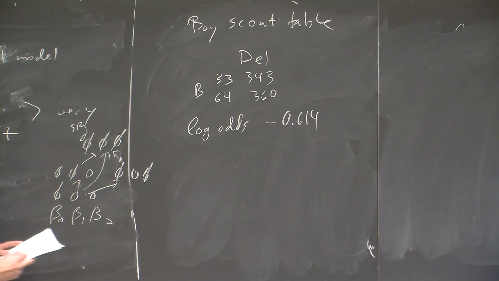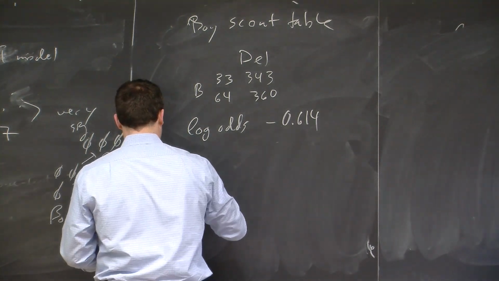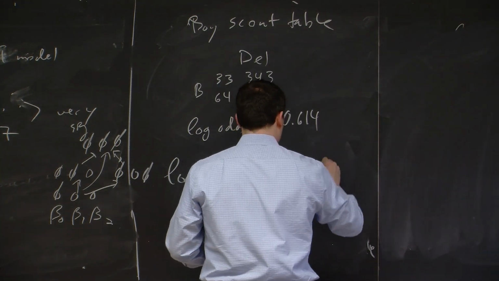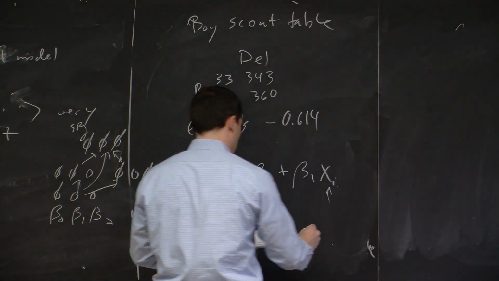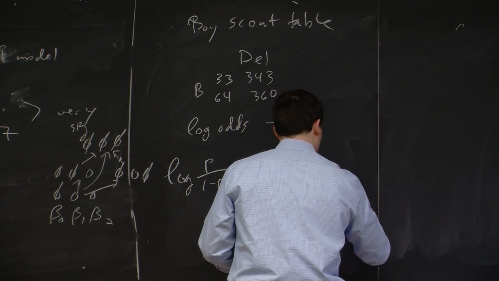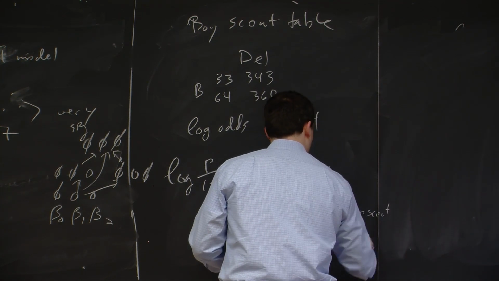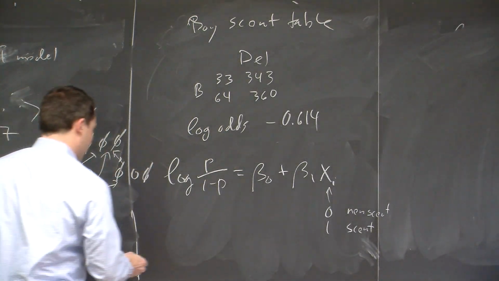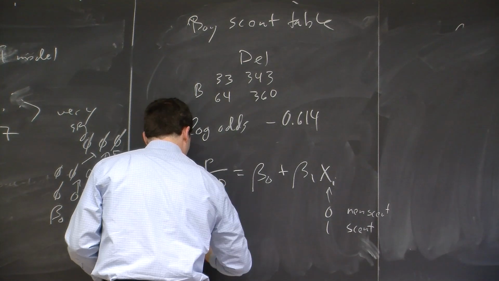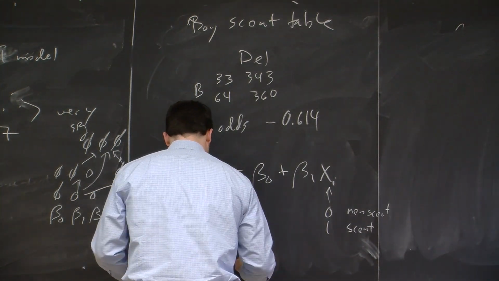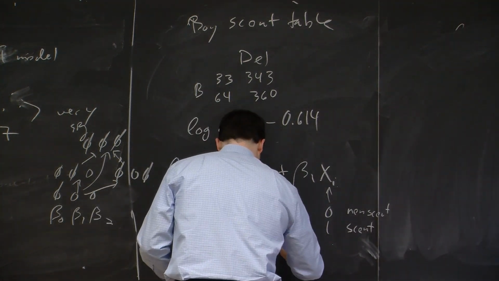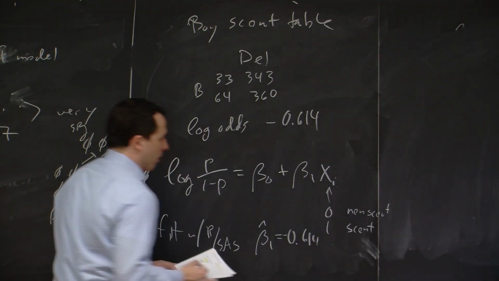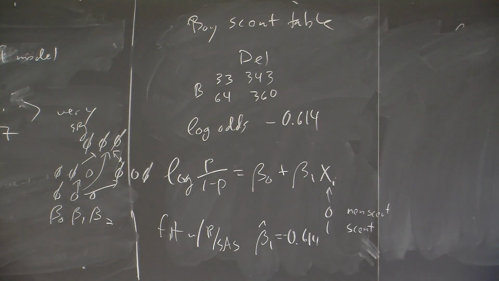And if we have a logistic regression version of this, it's log p over 1 minus p equals beta naught plus beta 1 x_i. So this is my dummy variable, 0 if non-scout, 1 if scout. I fit that with logistic regression, in R or SAS, and it will output beta 1 hat to be the same number, minus 0.614. Just log odds.